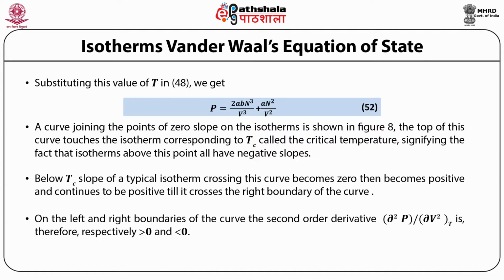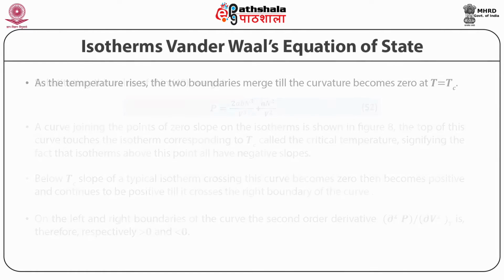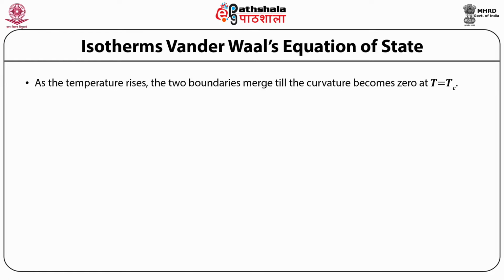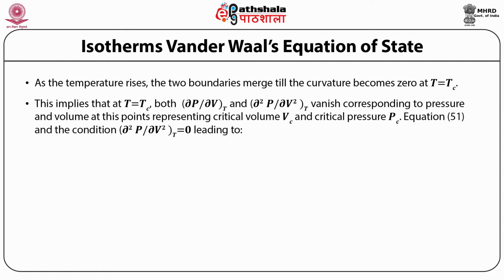On the left and right boundaries of the curve, the second order derivative, that is, the partial derivative of P with respect to V, second order at constant temperature, is therefore respectively greater than 0 and less than 0. As the temperature rises, the two boundaries merge till the curvature becomes 0 at T equal to Tc. This implies that at T equal to Tc, both the partial derivative of P with respect to V at constant temperature and the second order partial derivative of P with respect to V at constant temperature vanish, corresponding to pressure and volume at this point representing critical volume Vc and critical pressure Pc.